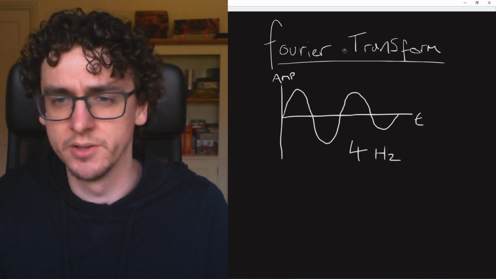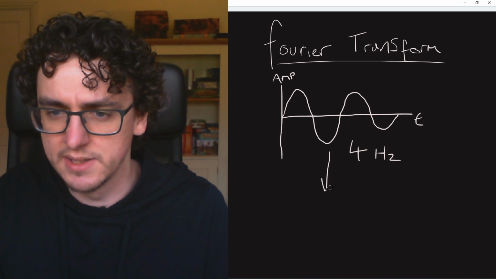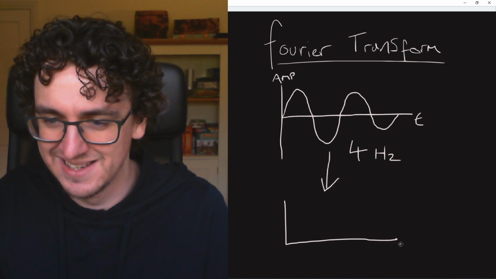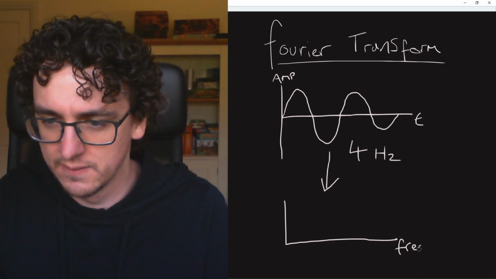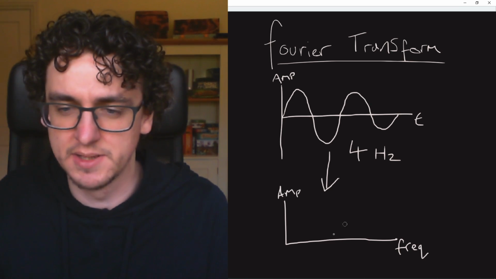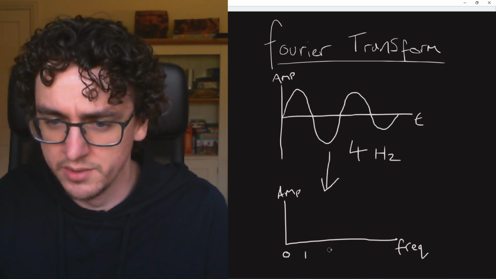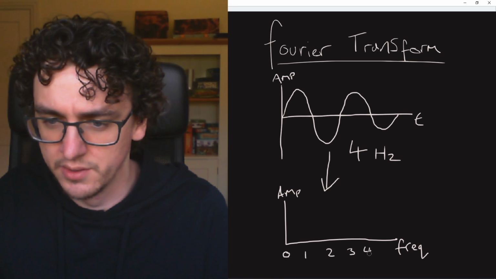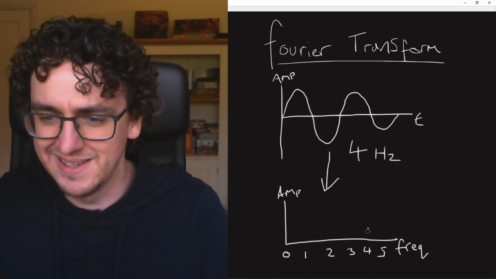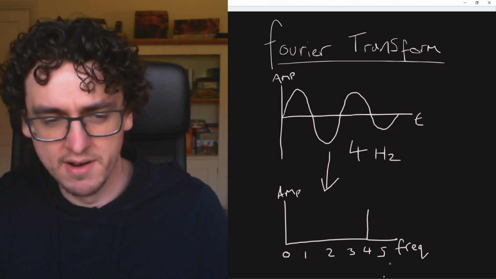What a Fourier transform does is it transforms this information into a different graph, where now our x-axis is our frequency, and the y-axis remains the amplitude of a specific frequency. So you can imagine if along the x-axis we had 0 Hertz, 1 Hertz, 2 Hertz, 3 Hertz, 4 Hertz, 5 Hertz, then when we do this transform, what we expect to see is a spike here at 4 and 0 everywhere else.